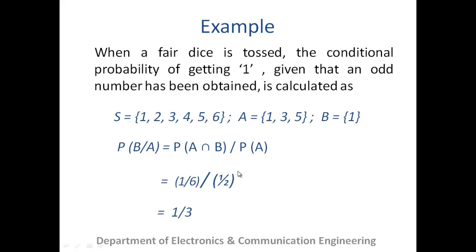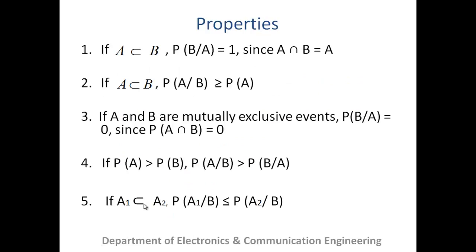The second part is the probability of A. The probability of A can be obtained over this particular set, which has the values 1, 3 or 5. So the probability of the event A of having 1, 3 or 5 is equal to 1 by 2, because the result is basically 3 by 6. So it is the ratio of 1 by 6 to 1 by 2, which will yield the result 1 by 3. Then we talk about the properties of the conditional probability.